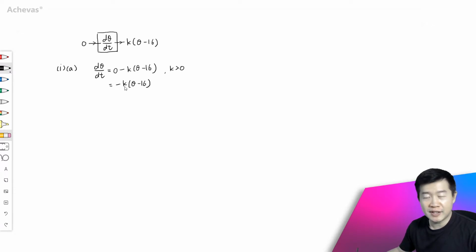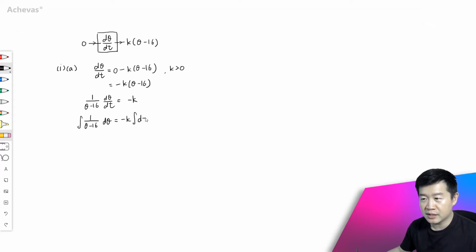Let's try to solve this differential equation so that we can find theta in terms of t. So this, I'm going to divide across to the other side. We will have a 1 over theta minus 16, and d theta dt is equal to minus k. Integrating both left and right hand side with respect to t, on the left hand side it will become 1 over theta minus 16 d theta. On the right hand side, minus k integration of 1 dt.